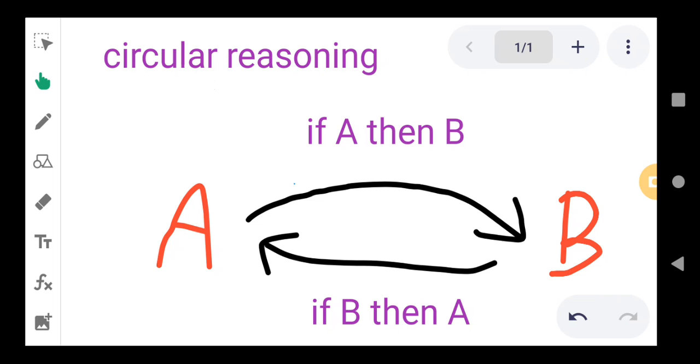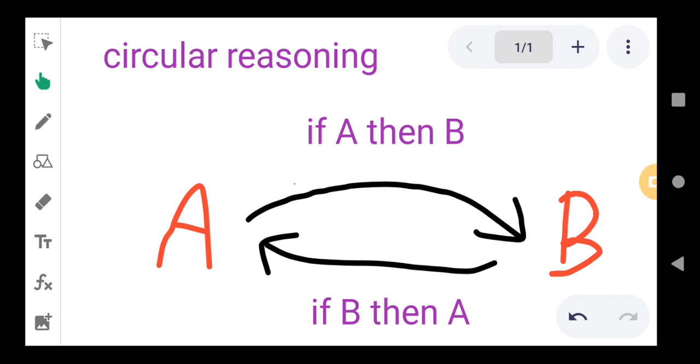So circular reasoning, the theory basically is that you have two events. Then you say if A happens, then B happens. And then if B happens, then A happens, so it sort of goes around and around in a circle. Okay, so the first example is, let's say, event A is the sun will rise tomorrow morning. And if I say the sun will rise tomorrow morning because the sun always rises in the morning, and then I turn around and say, okay, so the sun rises in the morning because the sun will always rise in the morning, that's a perfect example of circular reasoning.